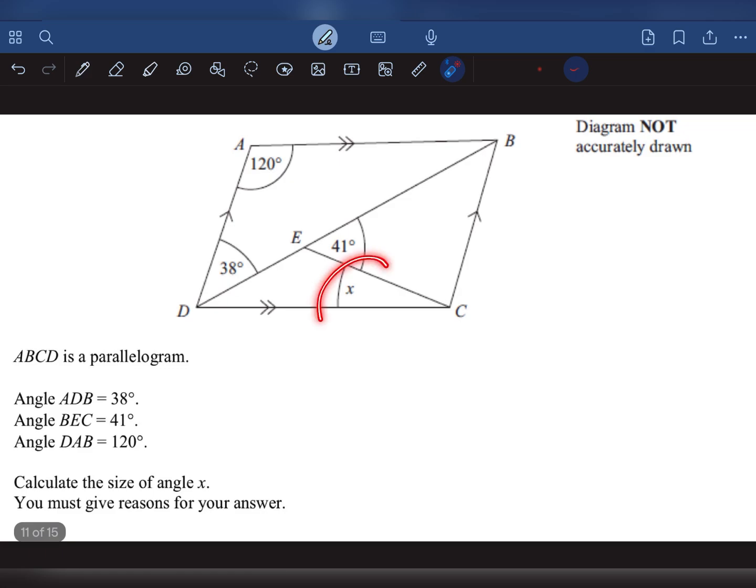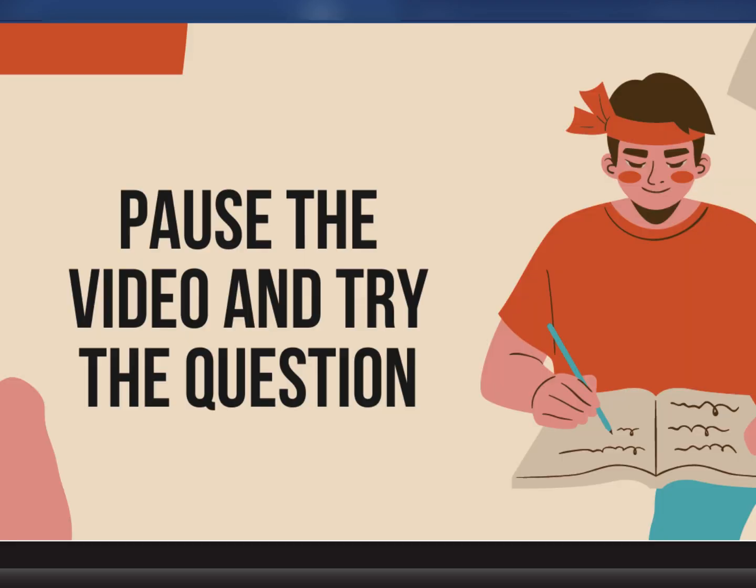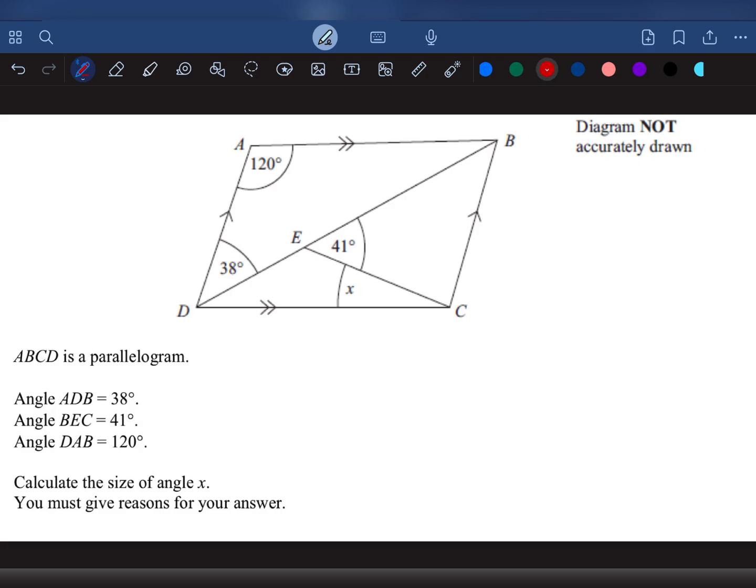Again, we have to find out the value of x. Pause the video for a minute and think, how can we find the value of x? So let's solve it together now. As you know, they have given us all the angles. So ADB is 38 degrees, BEC is 41 degrees and DAB is 120 degrees, right? We have to calculate the value of x.